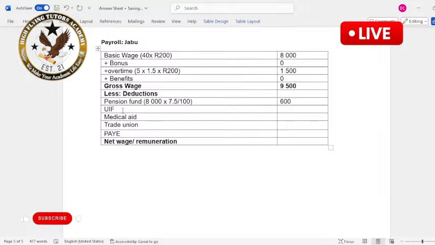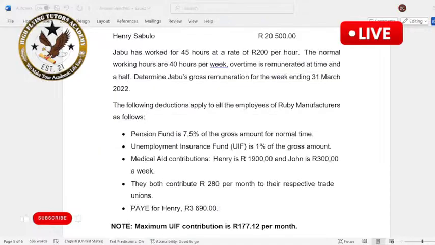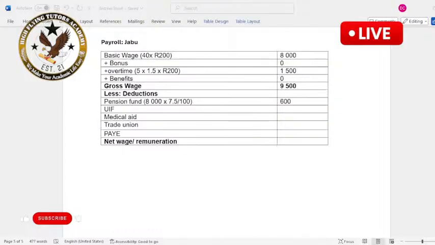Now look, watch this. Let's go to our question again. If you're going to do your own thing there, we're going to have issues. They say to you, UIF, the unemployment insurance fund, is 1% of the gross amount. You see now, not of the normal time, of the gross amount. Now that means for us to calculate UIF, 1%, we are going to use the 9,500, which is the gross amount. Are you with me? The gross amount. So let's do the right thing, please.